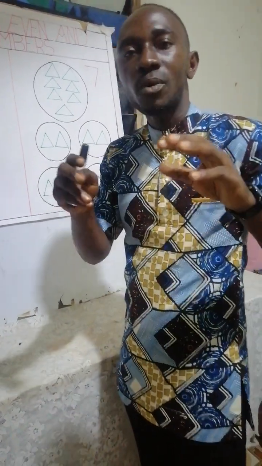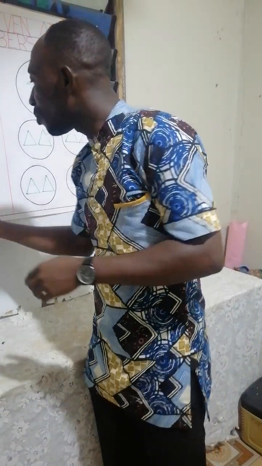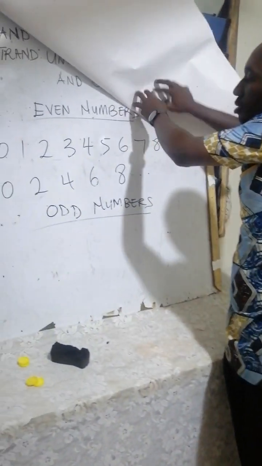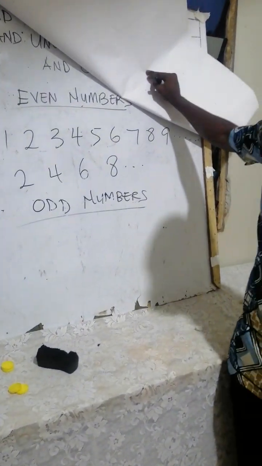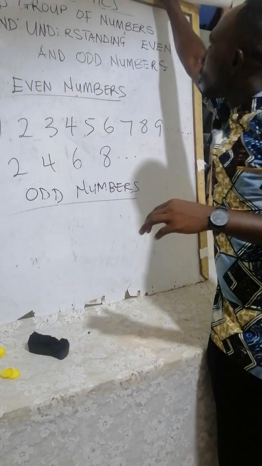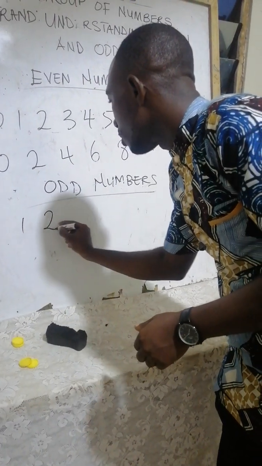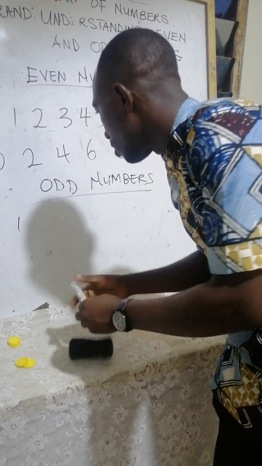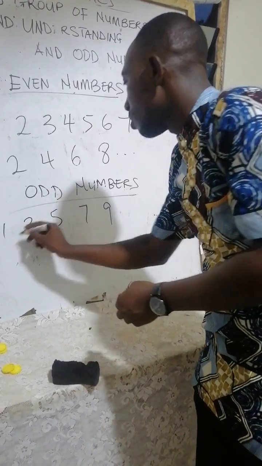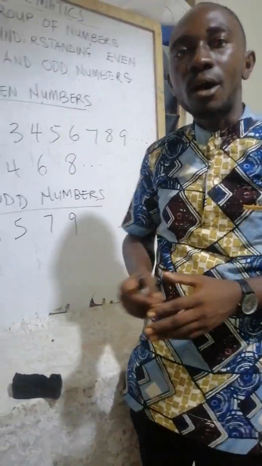So what we are trying to say is that any number that is ending with the numbers 0, 2, 4, 6, 8 can be termed as an even number, and those ending with 1, 3, 5, 7, and 9 are also termed odd numbers.